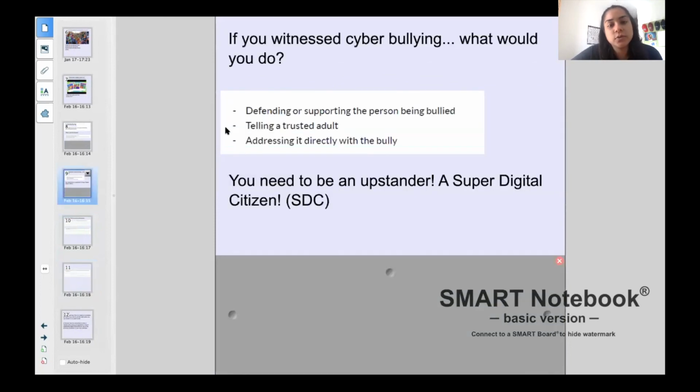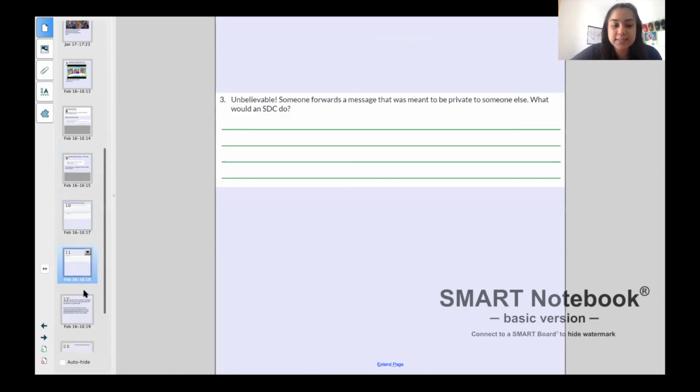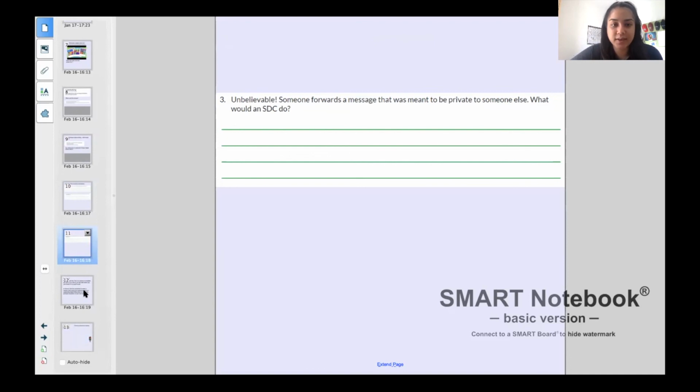Well done. If you used the three things that we discussed earlier that you should or would do as a super digital citizen, so these three things: defending and supporting the person, telling an adult about it, and addressing it directly with the bully. If your answers include some of those ideas, then well done, you've been successful there.